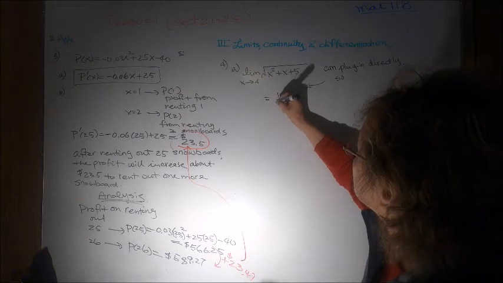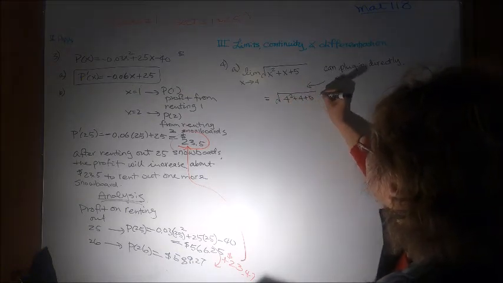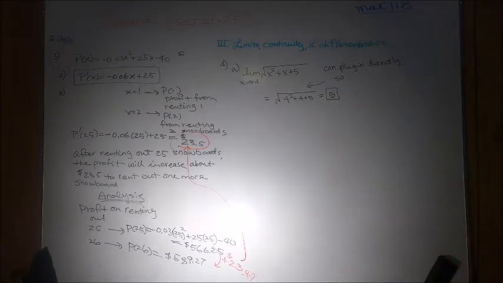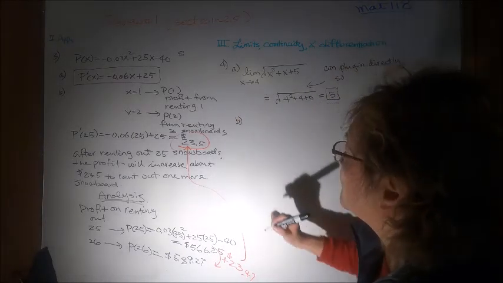So you just plug in: 4 squared plus 4 plus 5 is 25, and the square root of 25 is 5. So the way to do limits is to plug in, if we can do it, okay?